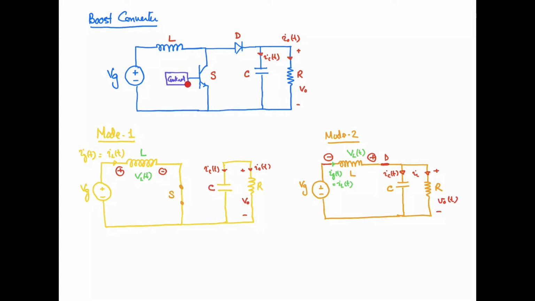So control circuit means a circuit consisting of a microcontroller or microprocessor, then the amplifier circuit and the isolation circuit, so that we can apply the gate voltage to this switch. So this is represented by this control block. Then we have the diode represented as D and a capacitor and the load resistance R.